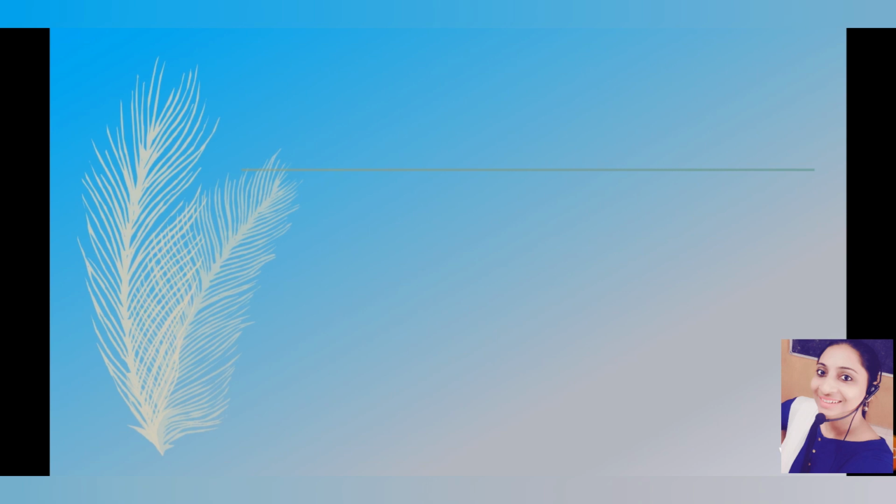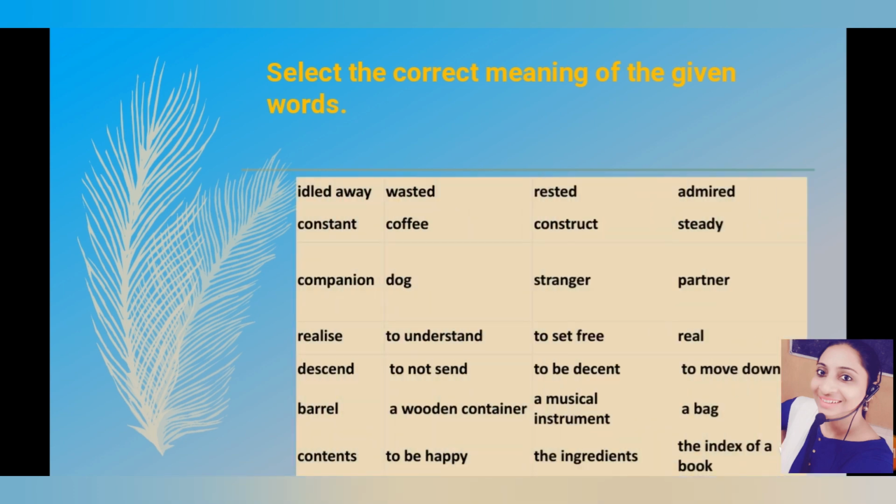Now let's do the new words. Select the correct meaning of the given words. There are some meanings, children, and we have to find the correct one. The first is idled away, which means wasted. Second is constant, which means steady. Companion means partner.